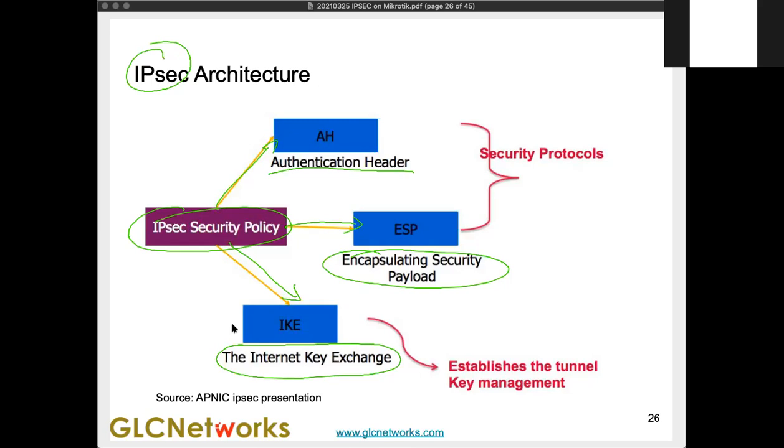So these are the security protocols, either authentication header or ESP. These are the two main things of IPsec, AH and ESP. And then for key exchange, you can use IKE. So the two main technologies of IPsec are AH and ESP.